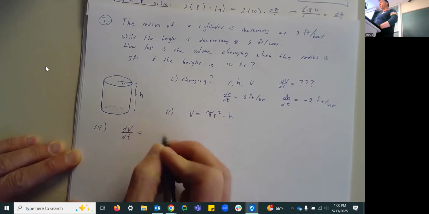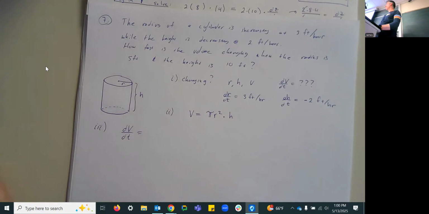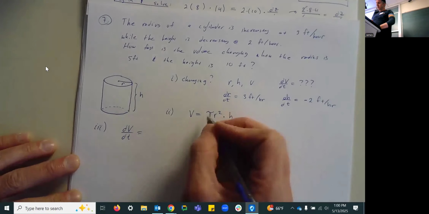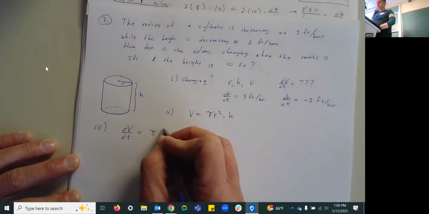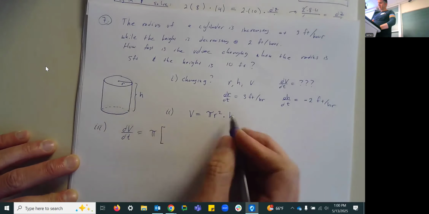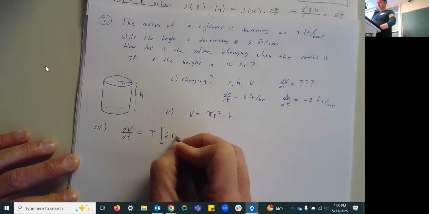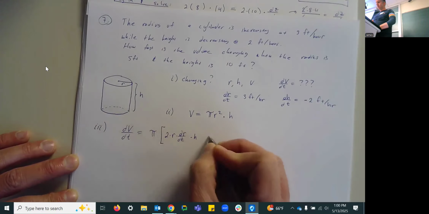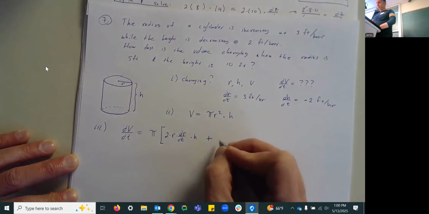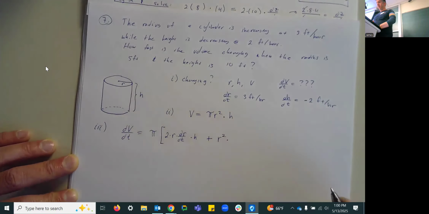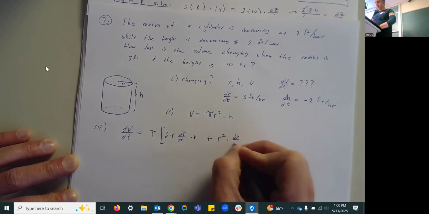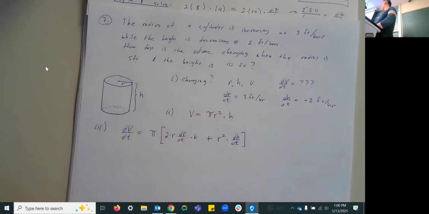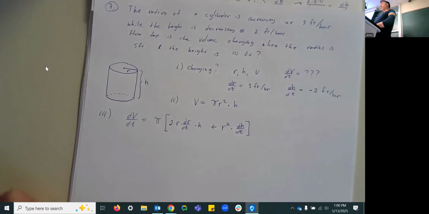On the right-hand side, though, we are going to have to use the product rule. So we're going to leave the pi constant out in front. The derivative of r squared is 2 times r times dr/dt. And then we leave h alone. Plus, then we switch it up. We leave r squared alone, multiplied by the derivative of h, which is dh/dt. Now we plug in what we know, solve for what we don't.